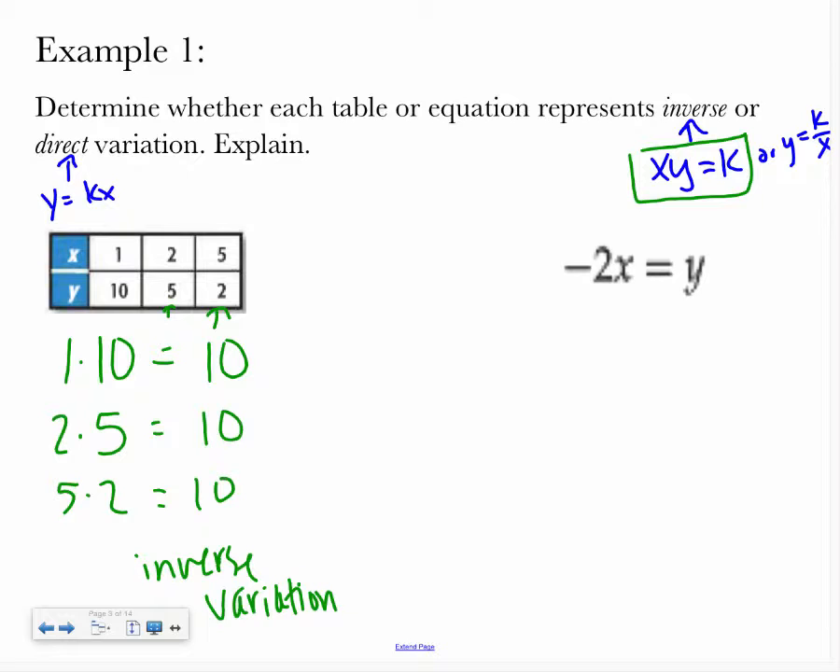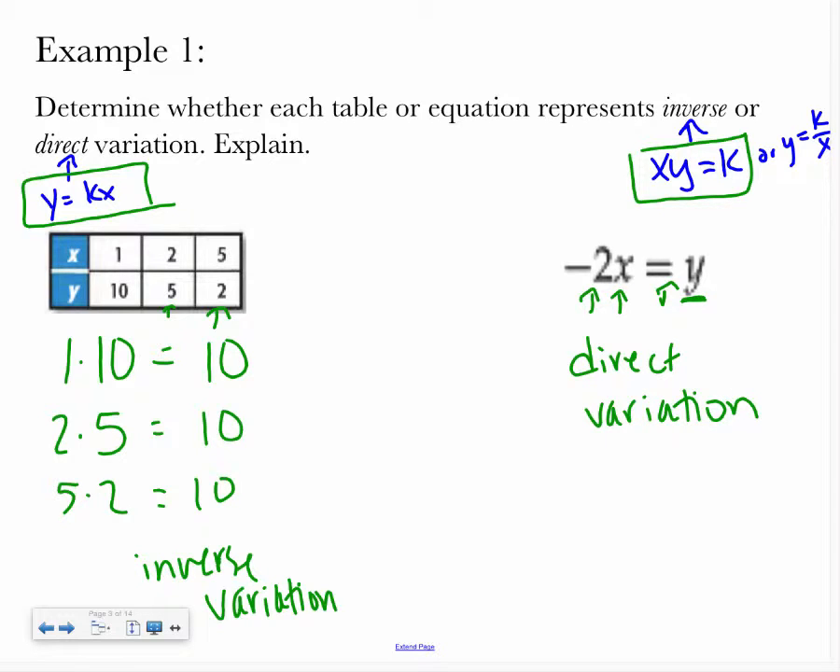Let's take a look at our next one. We have negative 2x equals y. Okay, so we have a constant times x equals y. This is looking a little familiar. It's looking like it's already set up in one of these forms. If I look over at my direct variation, y equals a number times x. Oh look, I have y equals a number times x. So that means that this is direct variation.